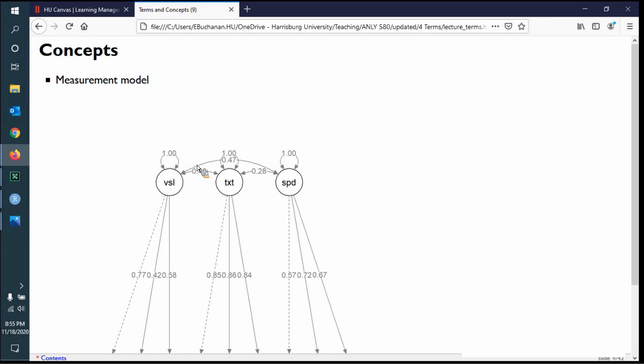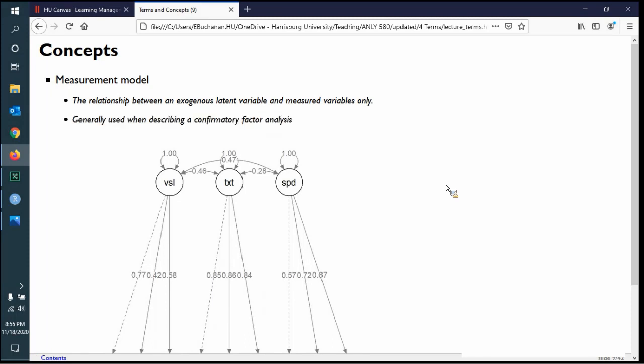So we've got our squares and our circles. Once we start to put our squares and circles together, we build what's called a measurement model. This is the relationship between our exogenous latent variables and the measured variables only, and this is generally what people use when they describe a confirmatory factor analysis. So, not next week, Thanksgiving, but the next week, we're going to talk about how to do path models. We're going to work with measured variables only first. But once we start adding latent variables, we're going to start in on our big section on CFA.